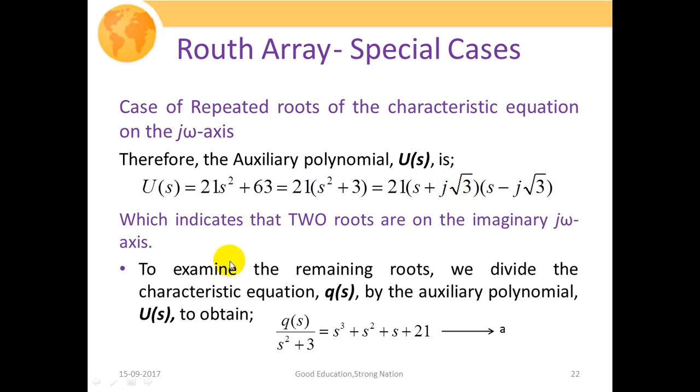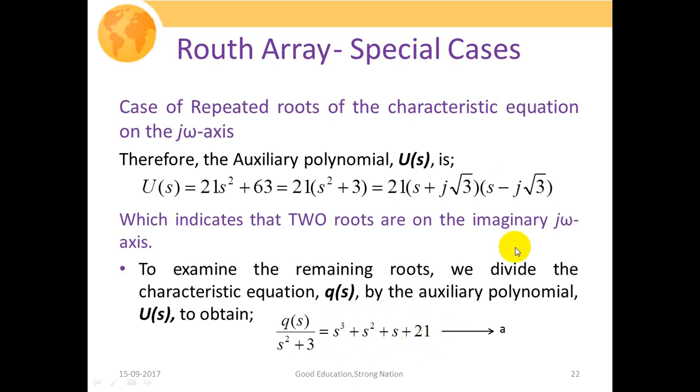So to examine the remaining roots, we are going to divide the characteristic equation Q of s with this auxiliary polynomial whose roots we have actually evaluated. So Q of s by s square plus 3, we are left with s cube plus s square plus s plus 21. Let us suppose that this particular equation is your A. So now in order to get the complete factors of this characteristic equation, we have to find out the factors of this equation.